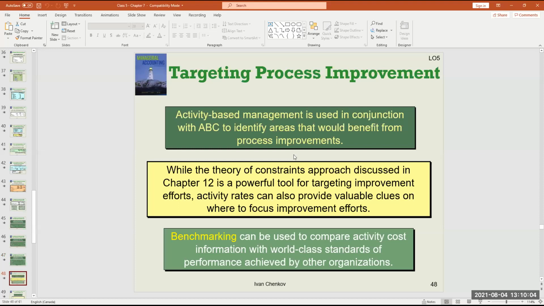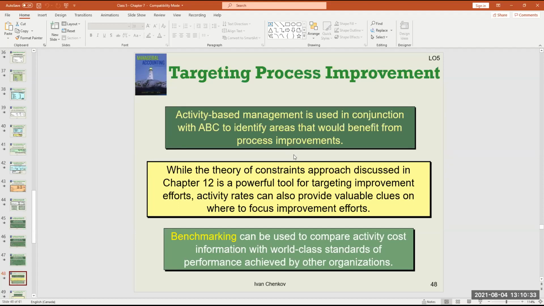What's happened with the targeting the process improvement? Activity-based management is used, in conjunction with activity-based costing, to identify areas which would benefit from the process improvement. We're going to continue chapter 12, and we're going to talk more about decision making when it comes to the cost and calculation of the contribution margin per product and how we can use that for decision making.